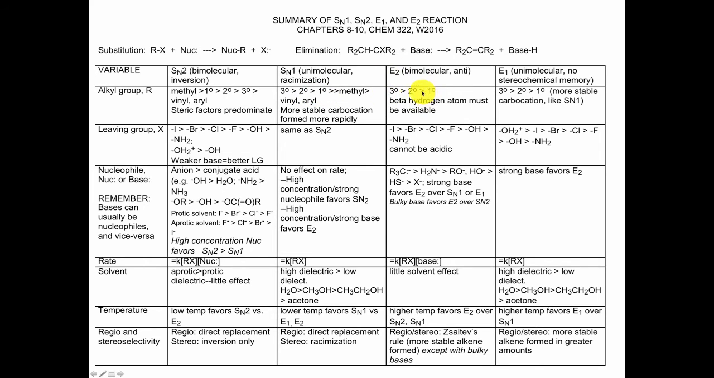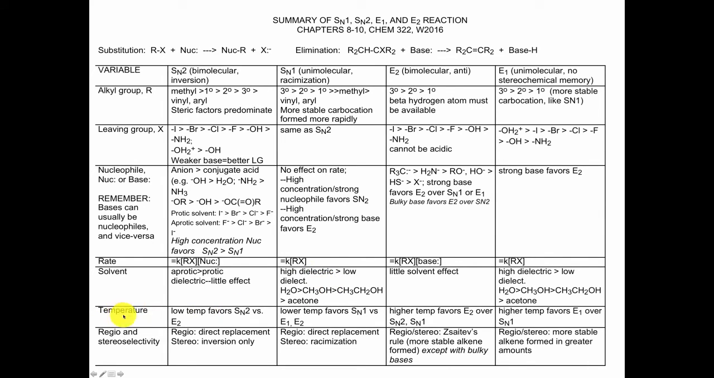E2 reactions also are somewhat favored by tertiary, secondary, primary, but the effect on rates is much smaller than for SN2 or SN1 or E1. Another variable is your solvent. SN2 reactions in particular prefer aprotic solvents, ones without OHs and NHs. SN1 and E1 reactions prefer very high dielectric or polar solvents. The more polar the solvent is, the faster the reaction.